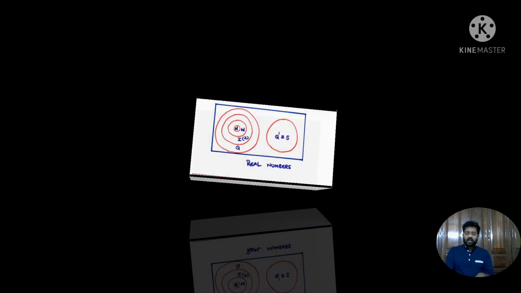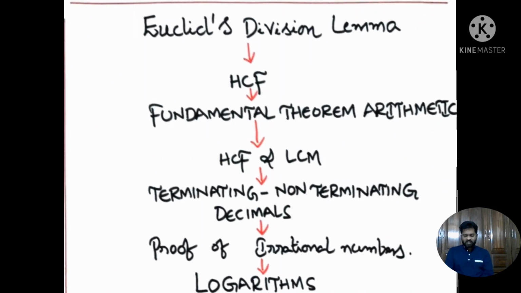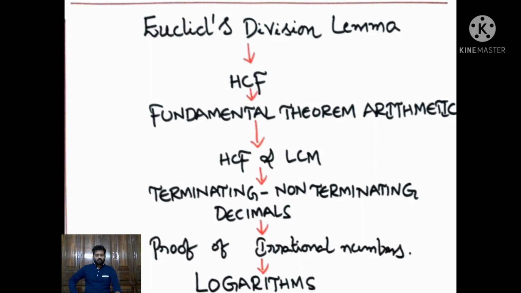Let us observe the diagram. First, a small circle represents N, another small circle represents W, another circle represents Z, and another circle represents Q. These are all rational numbers, and beside the circle are represented the irrational numbers. The real numbers chapter is very interesting and very important for the 10th class. You prepare well, you get good marks in this chapter.